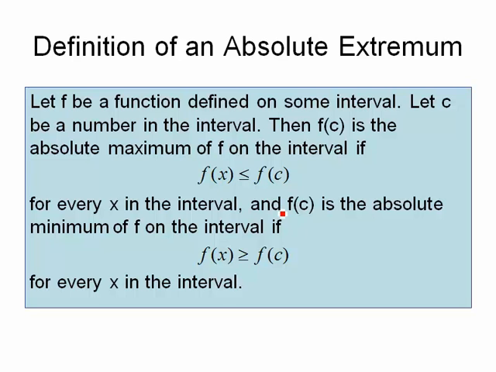Now, f of c is an absolute minimum of f on the interval if all the points on the graph in that interval are bigger than the y value at c. So this is saying basically that f of c is smaller than any other y value, and an absolute maximum says f of c is bigger than any other y value in the interval.